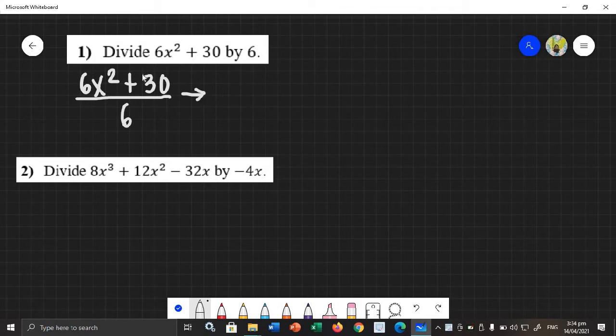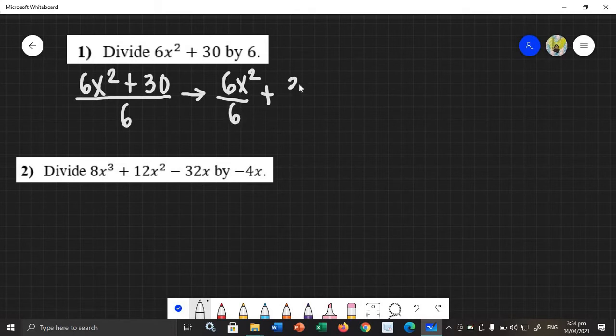We need to write this polynomial so that the denominators are separate. Okay? So when we rewrite it, it will be like this: 6x raised to the second over 6 and then plus 30 over 6. So now they have separate denominators.